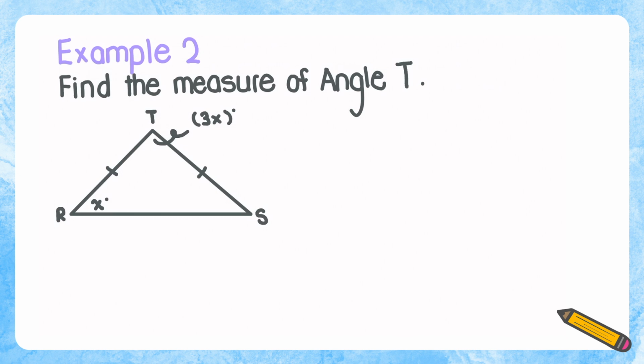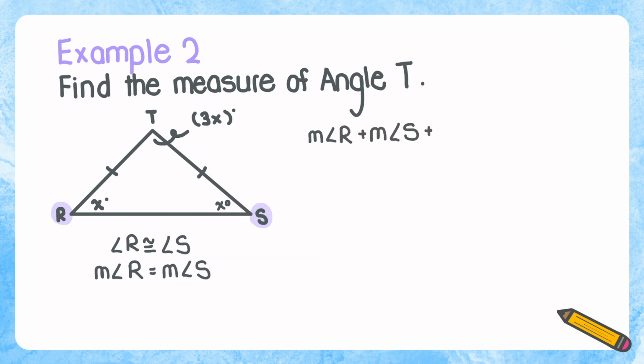Up next, we have a similar example just with a few more steps. We are going to find the measure of angle T. Once again, I have an isosceles triangle where the sides TR and TS are congruent to each other. By the base angles theorem, we know that the base angles R and S are congruent to each other. So angle R is congruent to angle S, which means the measure of angle R equals the measure of angle S. We know that the measure of angle R is x degrees, so the measure of angle S is also x degrees. Now let's set up an equation to first solve for x.